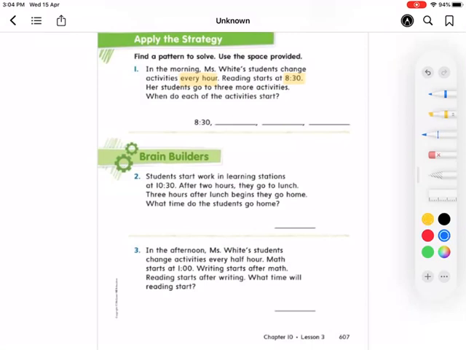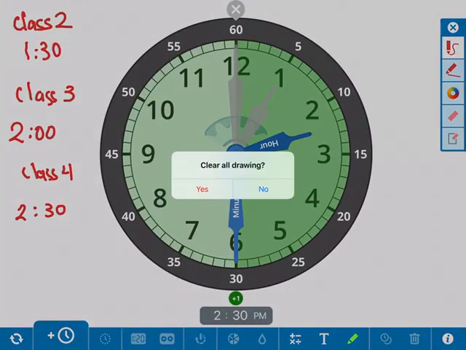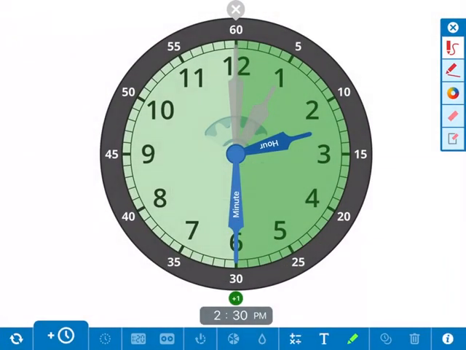First, activity 1, let me choose the correct pen. Activity 1 starts at 8:30. Activity 2 after 1 hour. Activity 3 after another 1 hour. So activity 4 after another hour. So let's start. Do you need the help of our analog clock? Let's reset it.